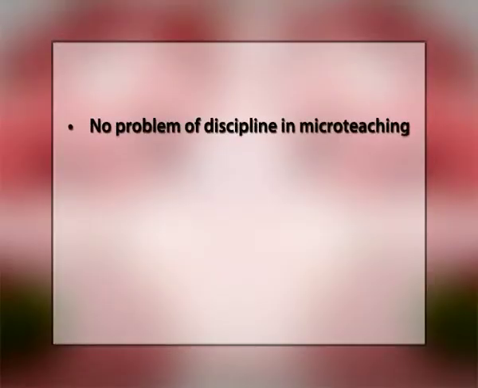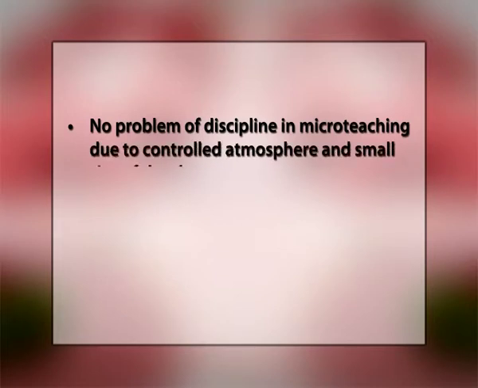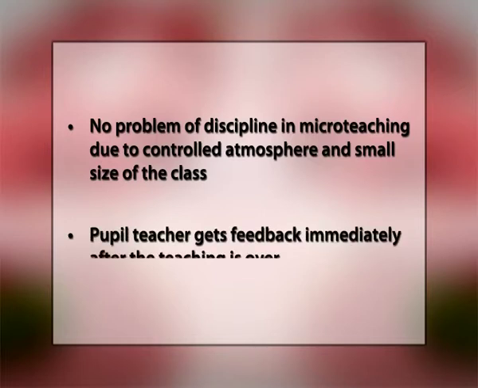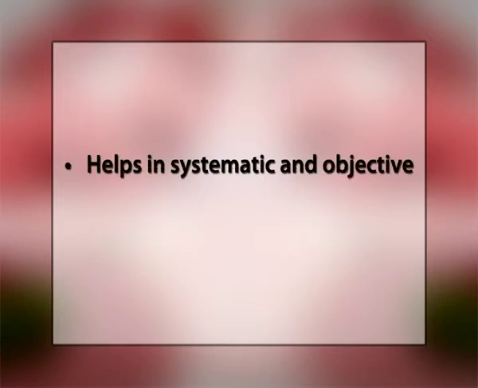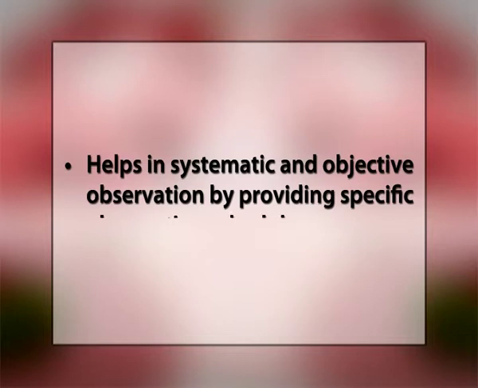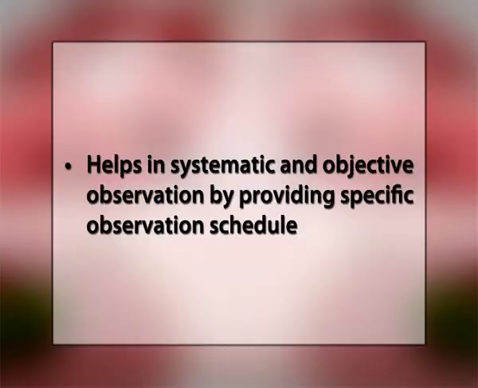There is no problem of discipline in micro teaching due to controlled atmosphere and small size of the class. Pupil teacher gets feedback immediately after the teaching is over. Micro teaching helps in systematic and objective observation by providing specific observation schedule. Micro teaching works as a laboratory exercise to focus training on the acquisition of teaching skills and instructional techniques.